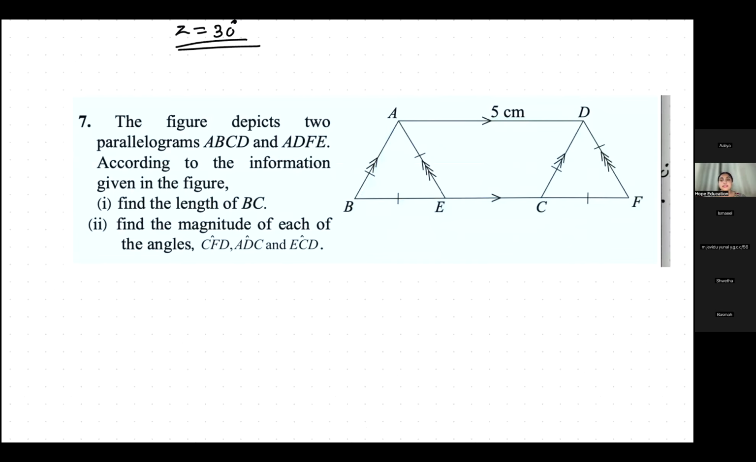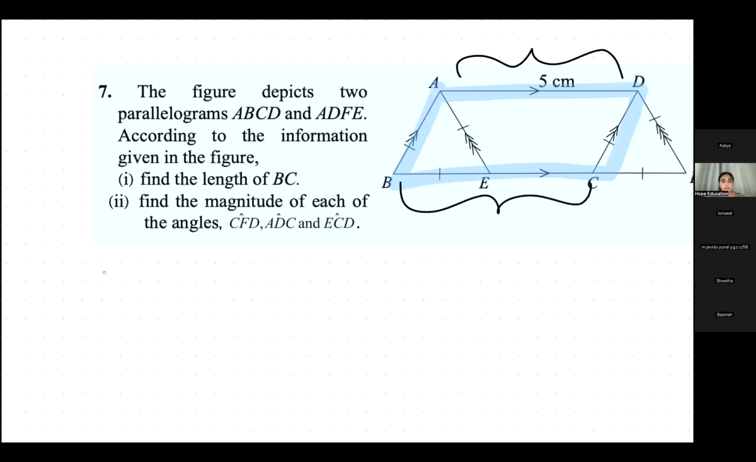Find the length BC. Okay, Lamai, that is not very difficult because this is a parallelogram we can clearly see. And if this is 5 centimeters, BC will obviously be 5 centimeters. So let's write it. BC equals 5 centimeters. That's straight away right.